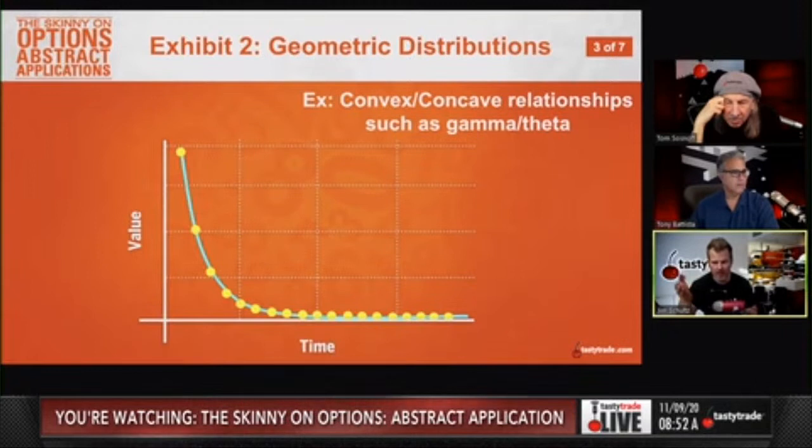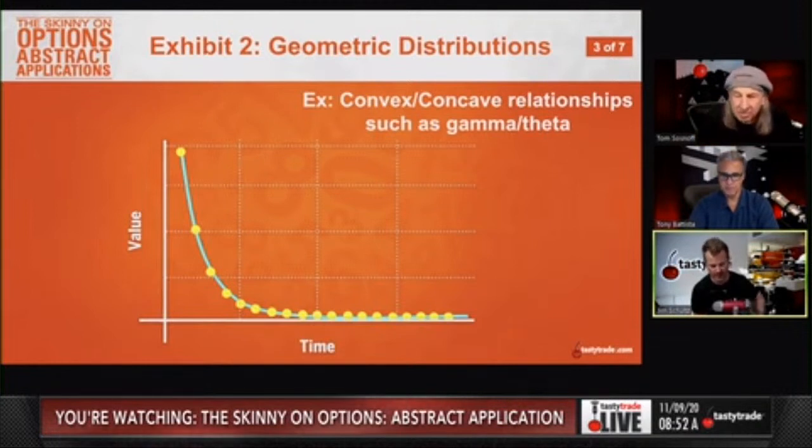This would be a geometric distribution. When you have a concave or a convex function, you usually run into something more geometric, something more exponential in nature. This is just another type of distribution that has relevance to us, with things like gamma and theta. We're not normally plotting gamma and theta over time like we might with prices, though of course we do to control our risk. So this distribution appears to have no relationship to the normal distribution whatsoever. Exhibit 1, the binomial distribution, is kind of there. Exhibit 2, the geometric distribution, is not there at all.